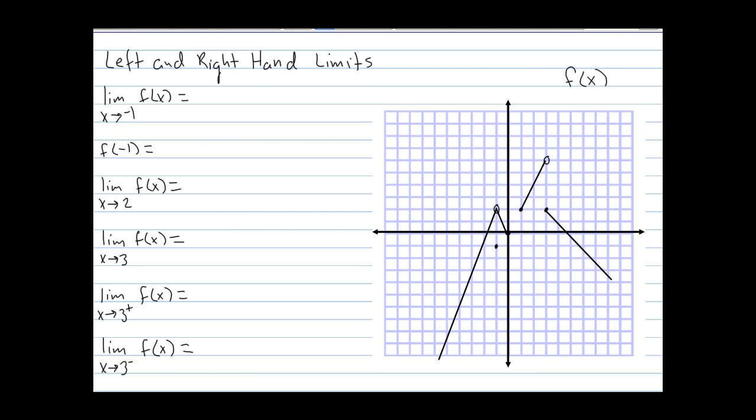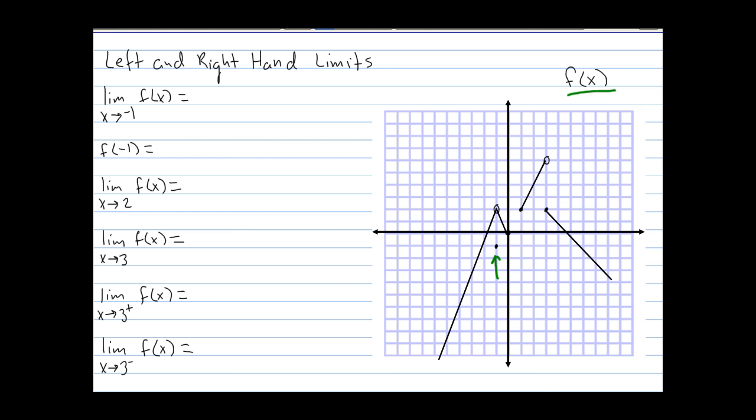Let's talk about left and right-handed limits. Take a look at f of x. It has one line segment going to an open dot, another line segment going to a closed dot. Notice that we have this function value right here. So there is what's called a removable discontinuity. We'll talk about that later in the year. But for right now, we just want to find out what functions are doing from the left and the right hand sides of a value.